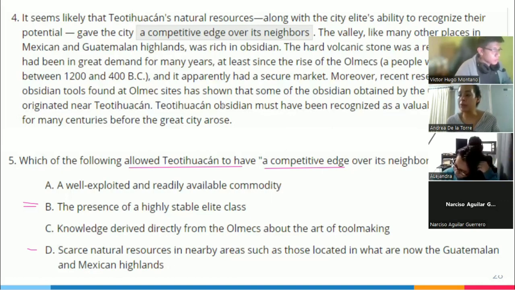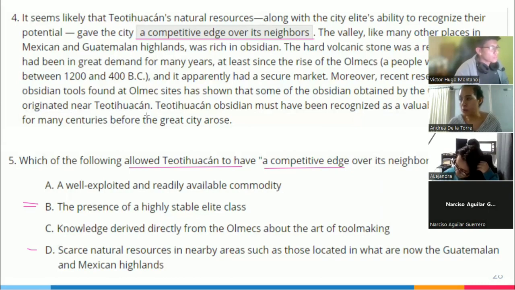What you need to do now that you know the keywords is look for those keywords or their synonyms in the text. In this case, it's pretty easy because you have a quote. This is in quotation marks. So a competitive edge over its neighbors is mentioned here. It's quite easy to find. It won't always be this easy. Sometimes you have synonyms instead of the same words, okay? But you need to understand the idea, not how the words look.